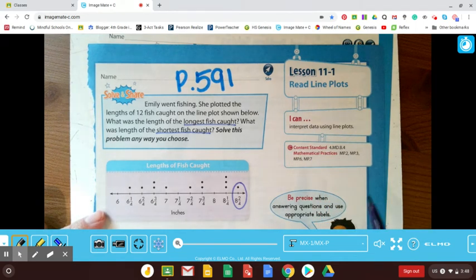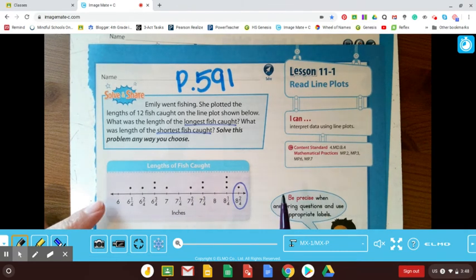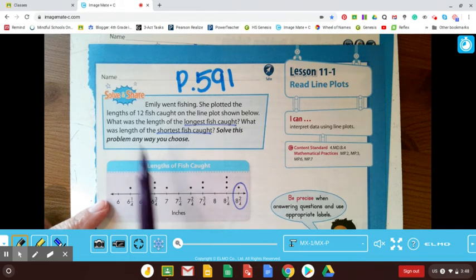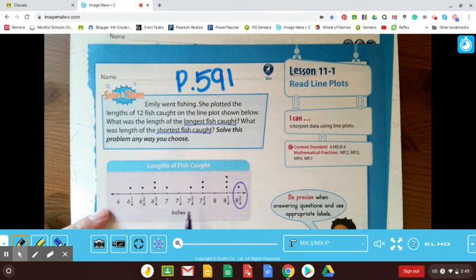So, the first thing I wonder is, how many fish did Emily catch? If I count these little dots, each of these dots represents one fish. So, if I count how many there are in total, there are 12. And it said that in the problem as well. Another thing that I noticed is that she's measuring the fish, and this line plot is showing the length of all the fish that she caught in inches.